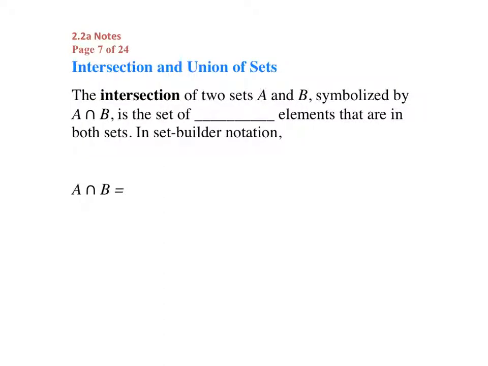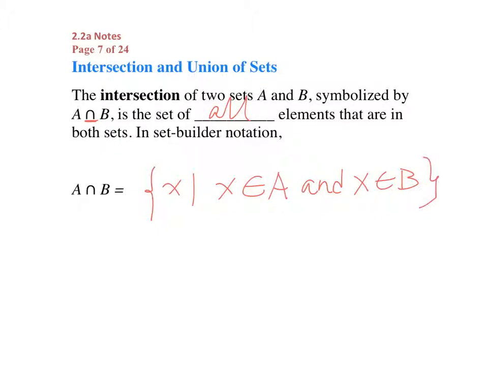Let's continue to learn about intersection and union of sets. The intersection of two sets, A and B, symbolized by A ∩ B, is the set of all elements that are in both sets. In set builder notation, we express it in this way: A ∩ B equals the set of all the elements X such that X belongs to A and X also has to belong to B, and close braces.